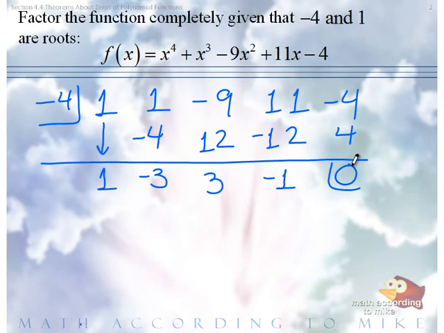So we started with the 4th degree. What are we down to? A cube, a 3rd degree. We don't like that. We don't know how to factor that. But we're in luck. We have another root: 1. Here's what you do.